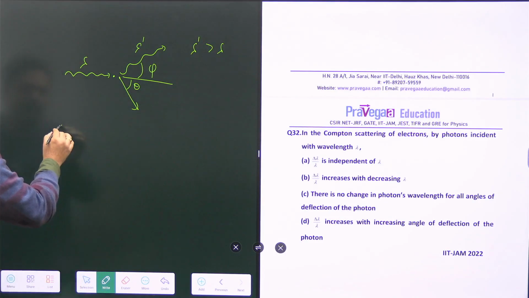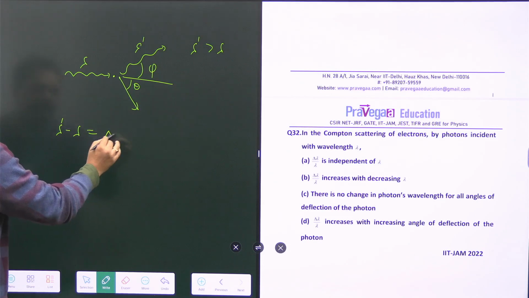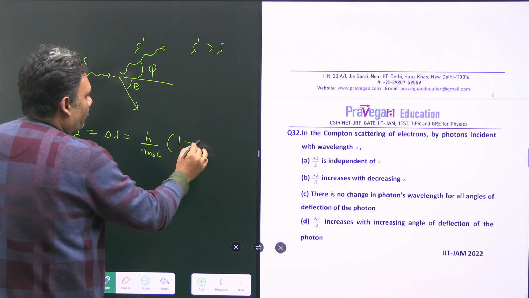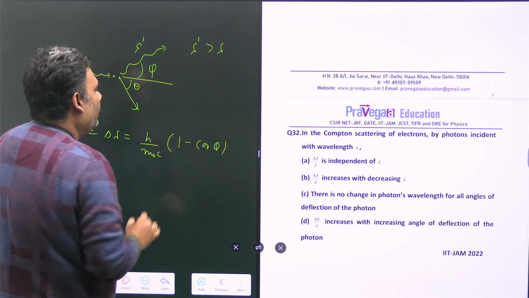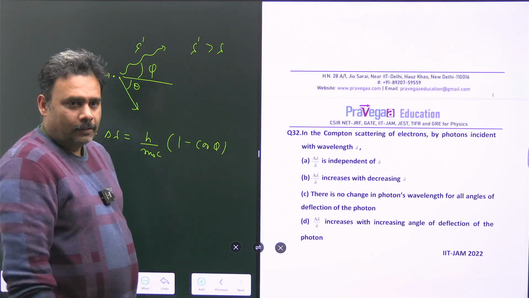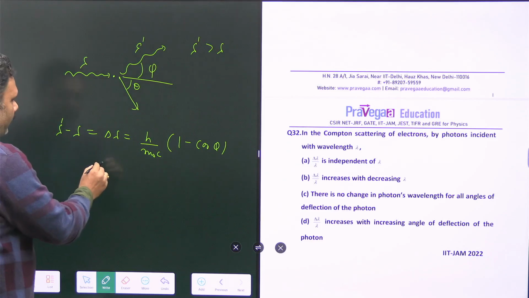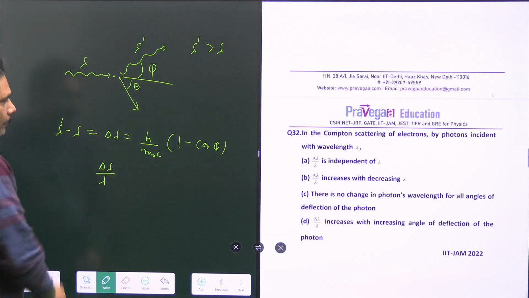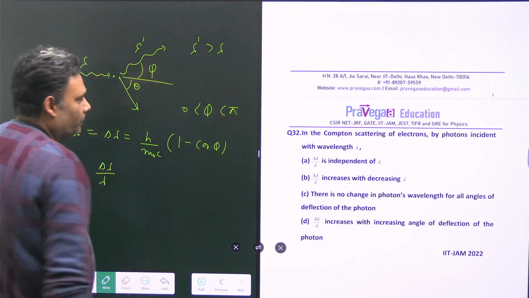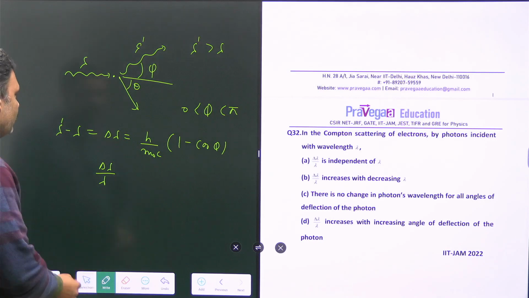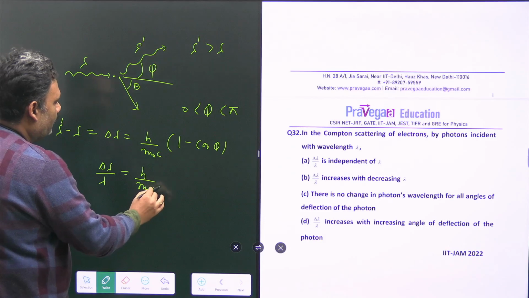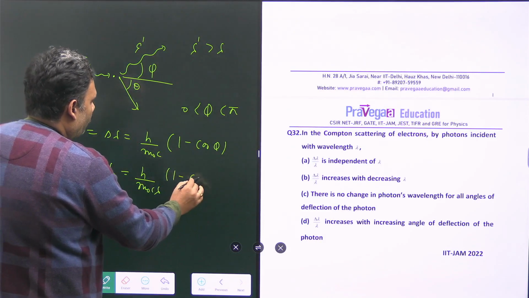So lambda dash minus lambda, that is delta lambda, is h upon m naught c times 1 minus cos phi, where phi is the scattering angle or deflection angle, and m naught is the rest mass of the electron. But we have to talk about delta lambda upon lambda. Phi lies between 0 and pi. So delta lambda upon lambda is h upon m naught c lambda times 1 minus cos phi.